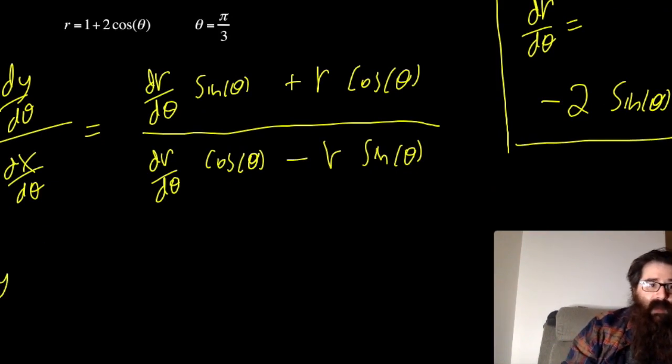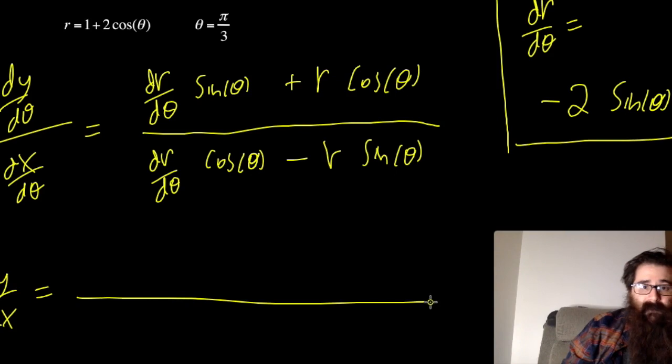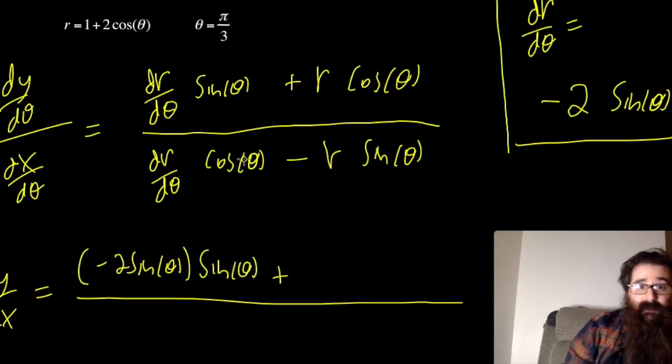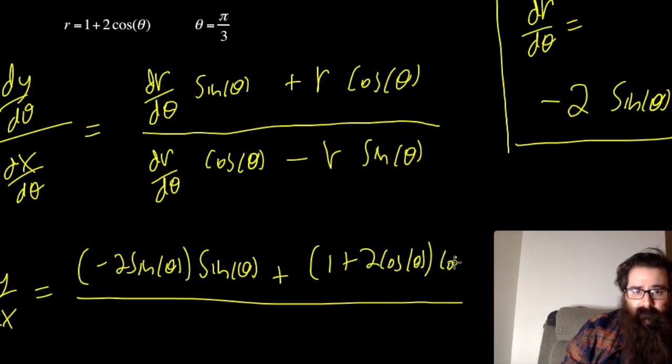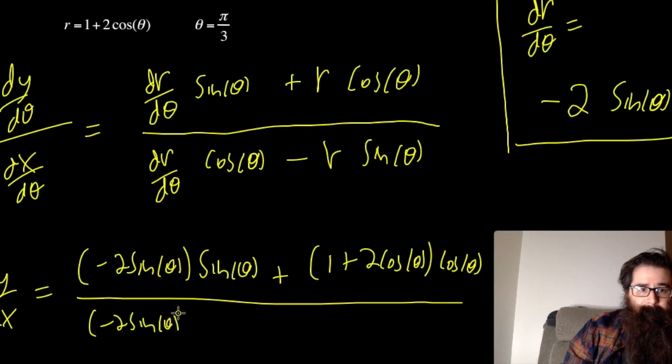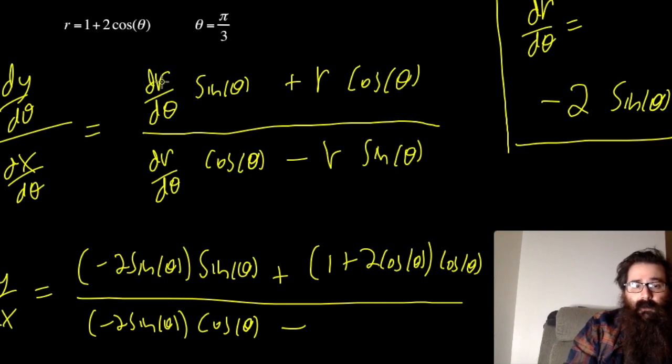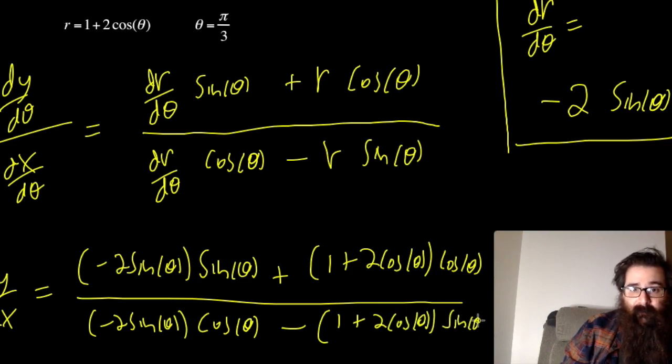So we'd say, okay, well then dy dx is equal to, I want dr d theta first, that's negative 2 sine theta times sine theta, plus r, which is 1 plus 2 cosine theta, times cosine theta, and then divided by dr d theta again, which is negative 2 sine theta times cosine theta, and then minus r, and r is this. I got to keep it in parentheses, treat it like it's one thing. 1 plus 2 cosine theta, and then times sine theta.